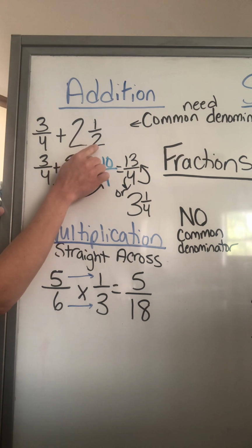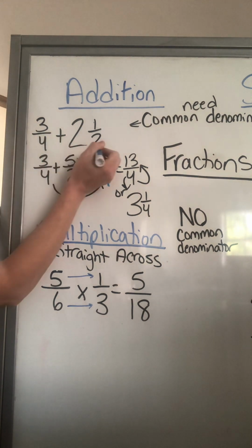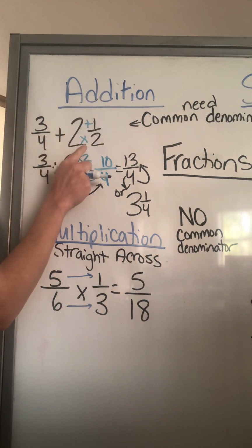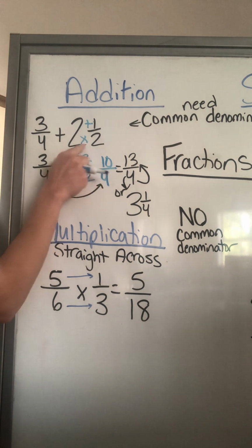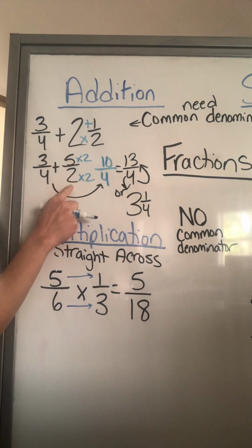So we're going to change it by multiplying 2 times 2, multiplying our denominator by our whole number, then adding the top. We went over this so many times. So 2 times 2 is 4, 4 plus 1 is 5. That gives us 5/2 now. So we have 3/4 plus 5/2.